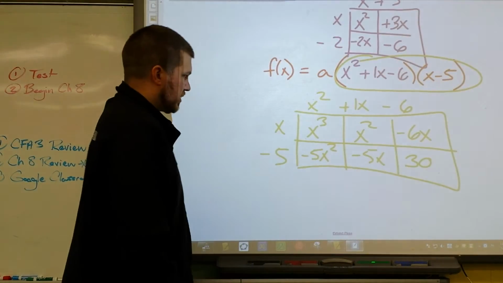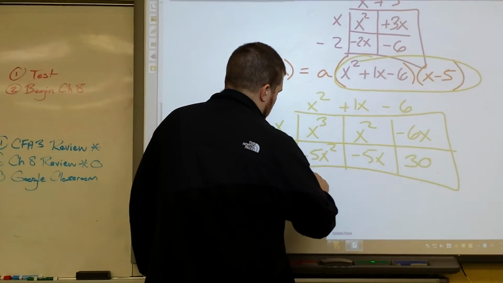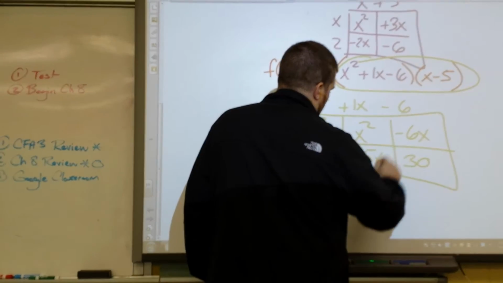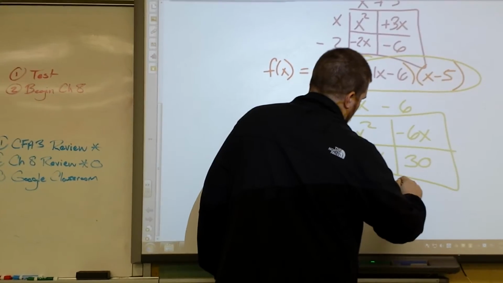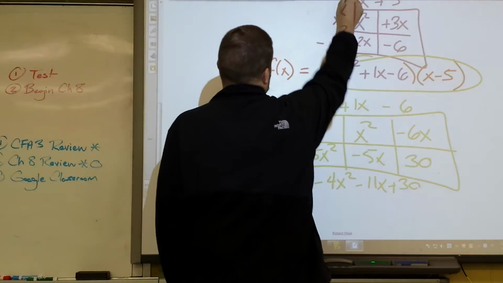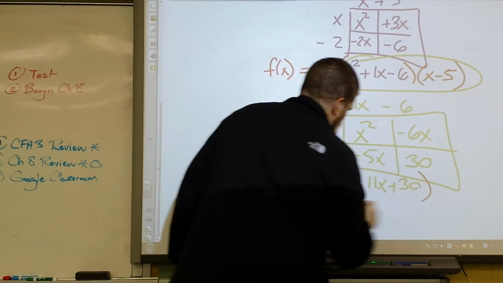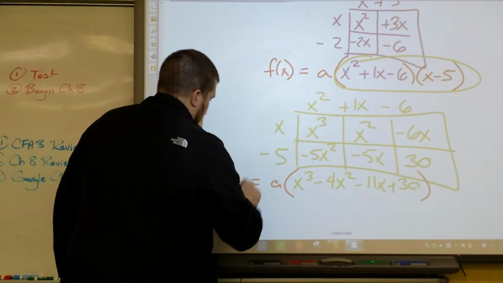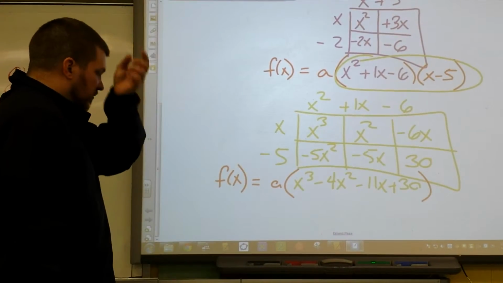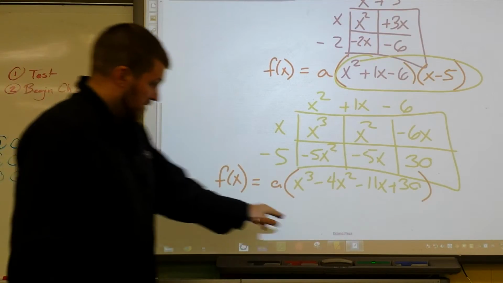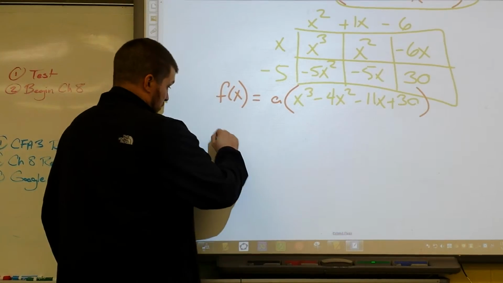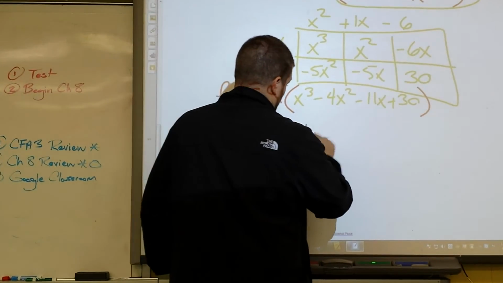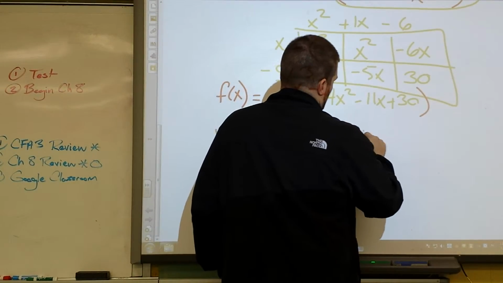All right, I'm going to combine like terms wherever I can. So x cubed, negative 4x squared, negative 11x plus 30. And I'm still multiplying that by a, because that's my f of x. All right, well, now we're ready to figure out what a is. First off, instead of f of x, I can call it y. So y equals a times x cubed minus 4x squared minus 11x plus 30.